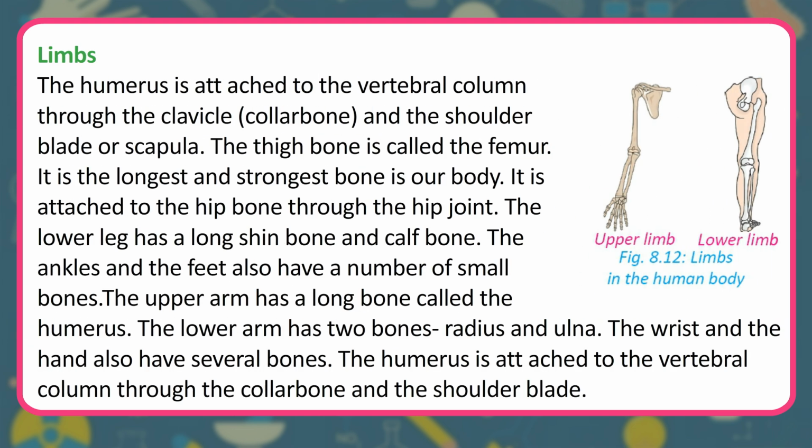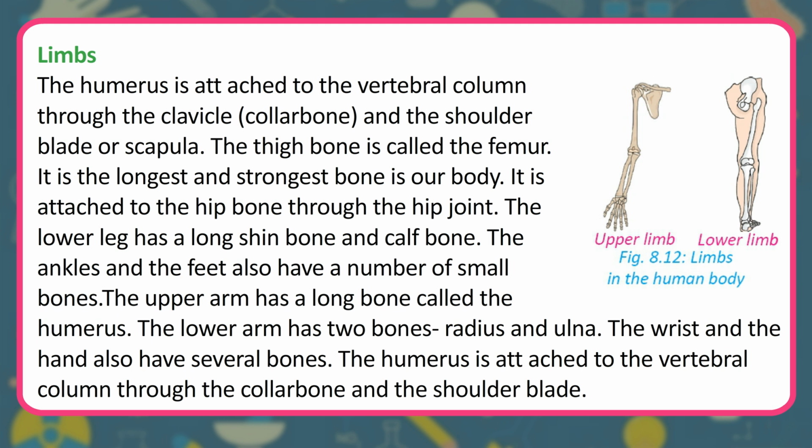Limbs. The humerus is attached to the vertebral column through the clavicle, the collarbone, and the shoulder blade, or scapula. The thigh bone is called the femur. It is the longest and strongest bone in our body. It is attached to the hip bone through the hip joint. The lower leg has a long shin bone and calf bone. The ankles and the feet also have a number of small bones.